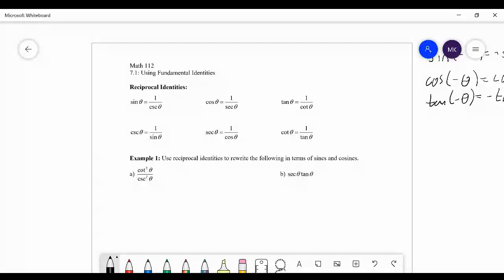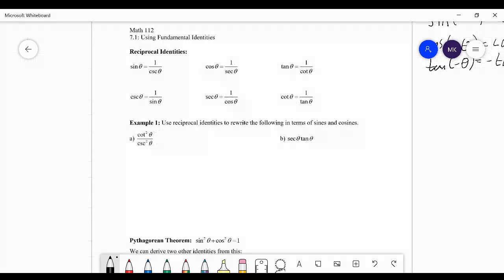And so what we want to do is first use these reciprocal identities to rewrite the following trigonometric expressions in terms of sines and cosines. Now, notice that these are not equations. These are not trigonometric equations because there's no equals. So we call these a trigonometric expression. Looking at cotangent squared theta over cosecant squared theta, I want to rewrite this so that it's in terms of sines and cosines. And I want to do more than that. I want to simplify as well.